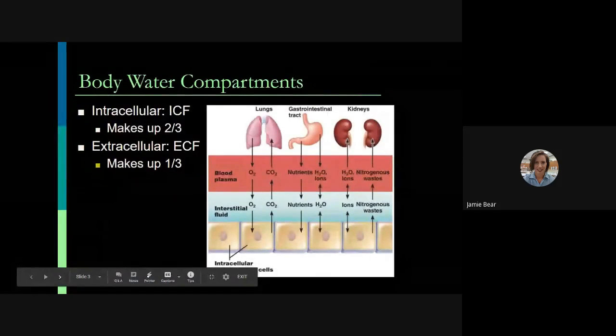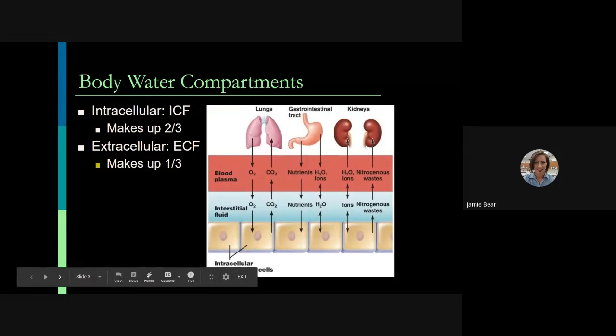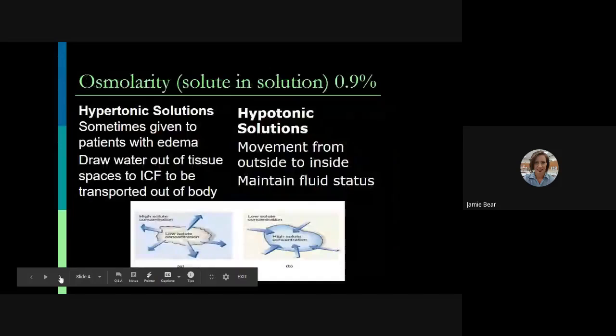So when we talk about the body's water fluid compartments, we're talking about both the intracellular fluid compartment, and it makes up about 2/3 of our body's total water compartment, and that is inside the cells, the tissues, and the organs. The extracellular fluid makes up the other 1/3 of the total body compartment. That is your interstitial spaces, your blood plasma, and your cerebrospinal fluid.